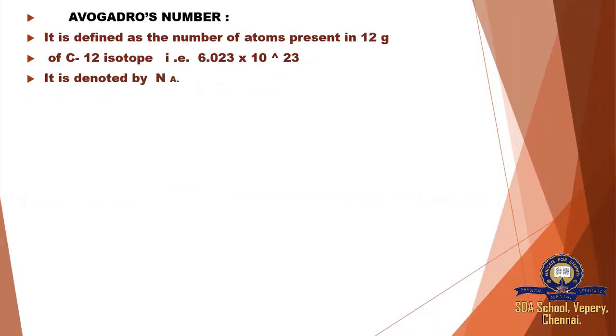Avogadro's number is defined as the number of atoms present in 12 grams of carbon-12 isotope. So here also we are comparing the Avogadro number to the carbon-12 isotope, and it is equal to 6.023 times 10 to the power 23. It is denoted by the symbol Na.